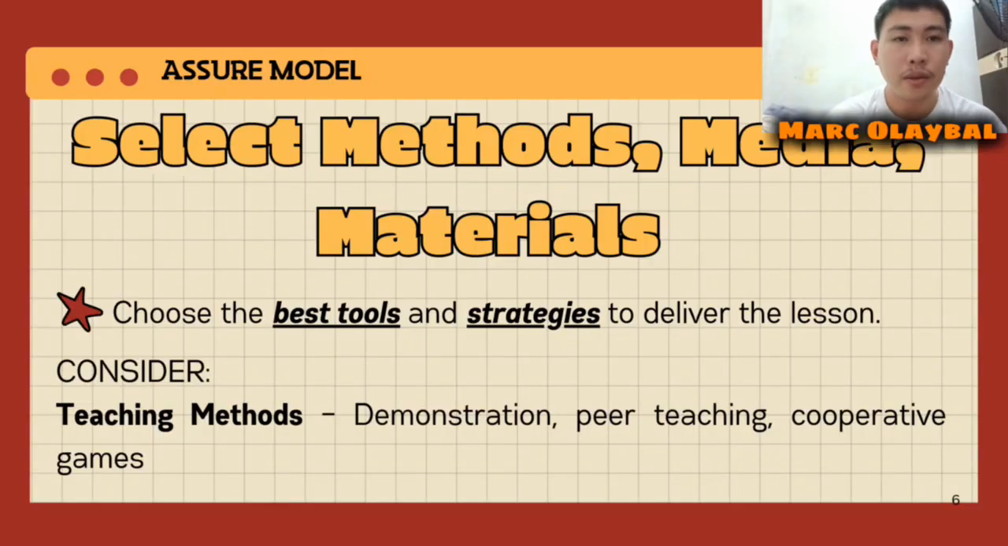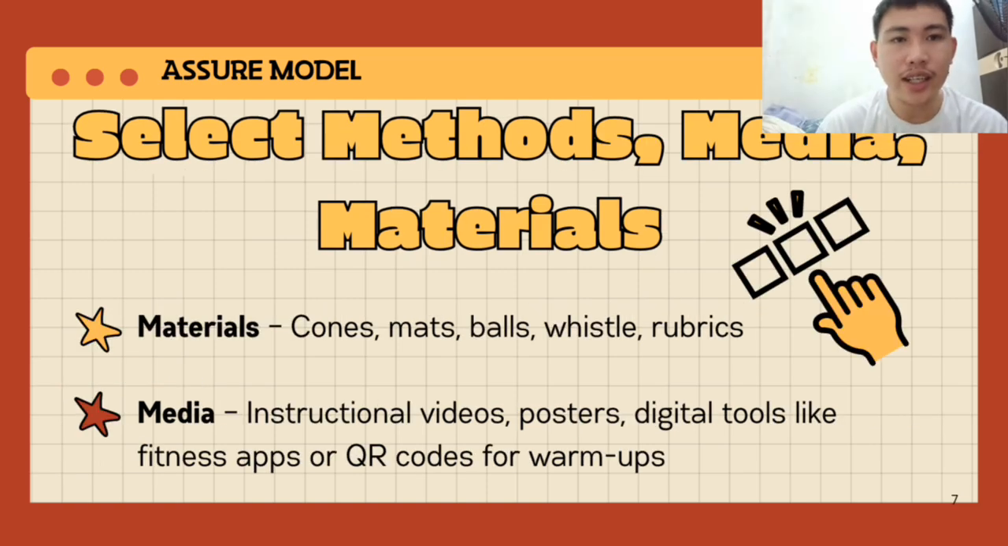Select methods, media, and materials. This step involves choosing the right tools and strategies. Teaching methods: use a variety of approaches like demonstration or peer teaching. For example, as a teacher, we demonstrate how to do a proper sit-up, then pair them to practice and give each other feedback. Materials.